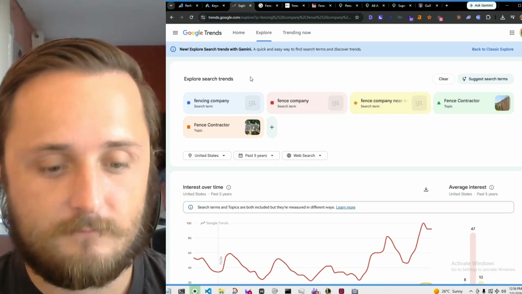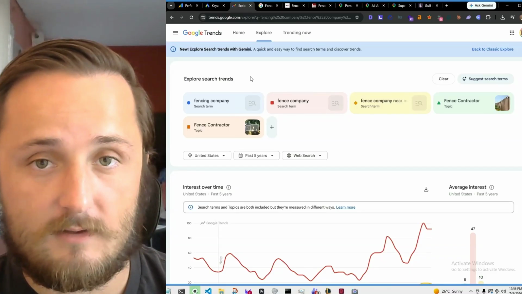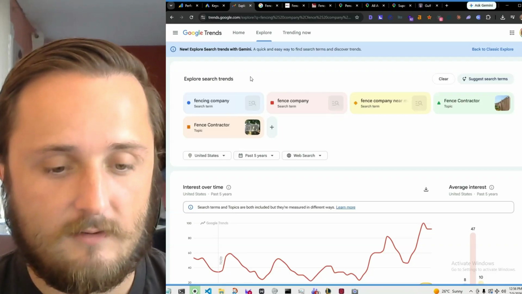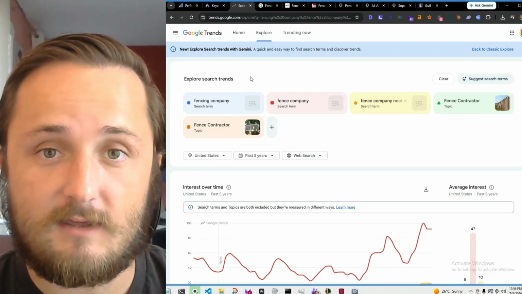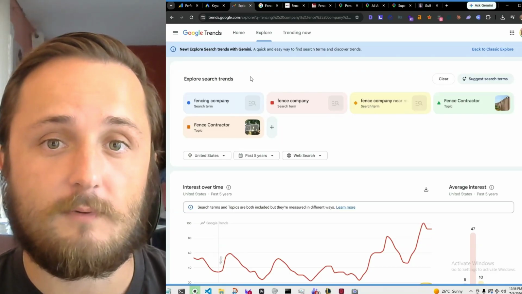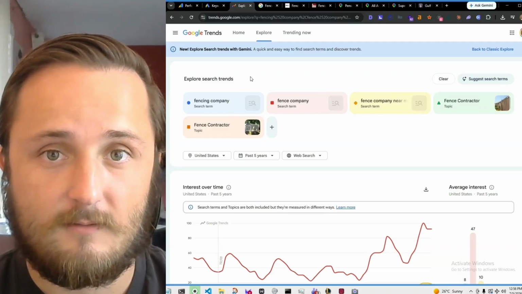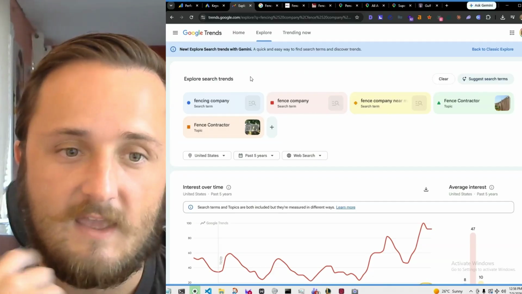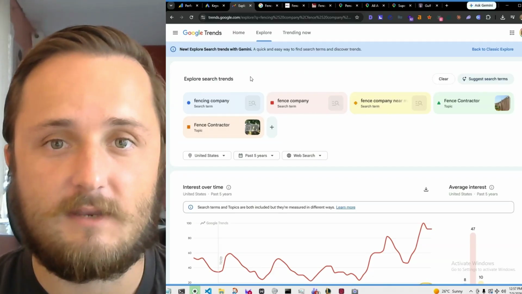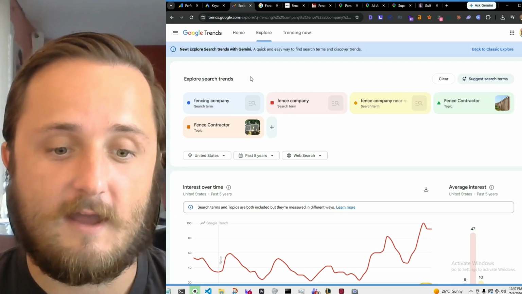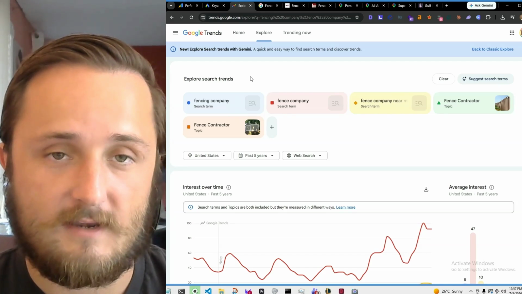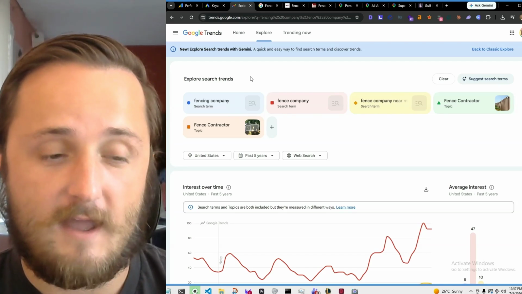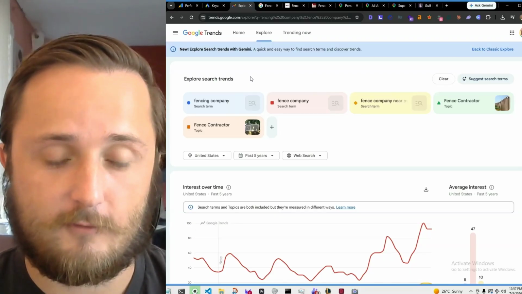Not only do we need to target keywords that are going to get traffic, we also need to be targeting keywords that are going to convert people for my specific service. If I am a fence company, I want to have fence related keywords that convert for my specific service.